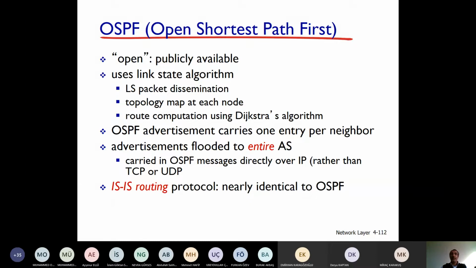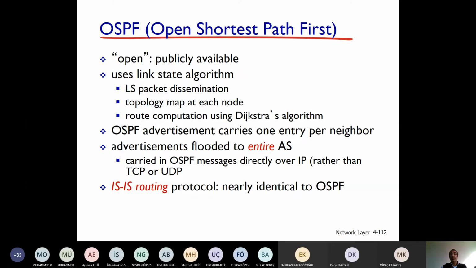The second one is OSPF, which stands for Open Shortest Path First. Open because it's publicly available, it's not a private protocol. And it uses the link state algorithm. Remember, RIP utilizes the distance vector that only advertises or exchanges information with neighbors. But in link state, all the nodes receive the same information.